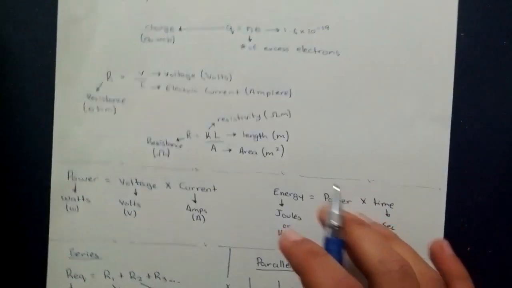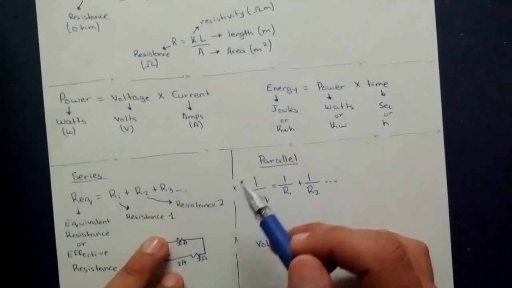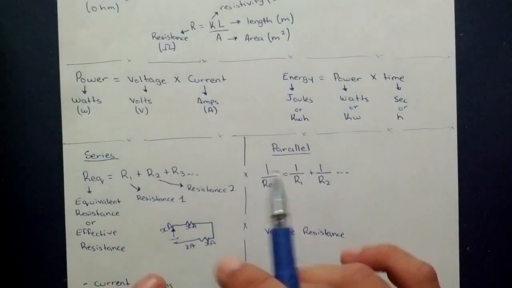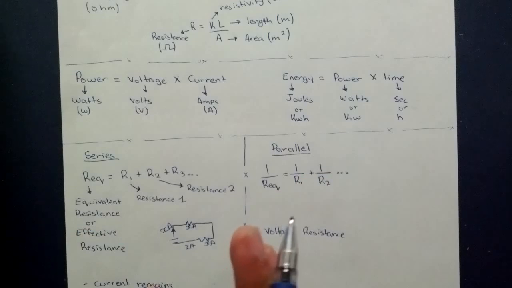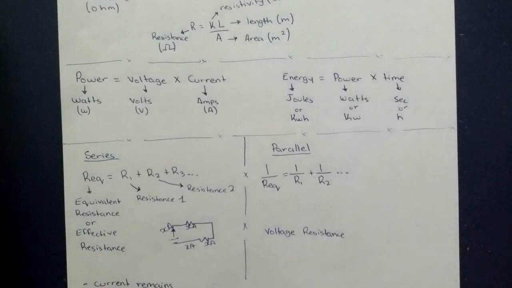And like I said, this formula, R equals V over I, is really useful in all types of circuits. If you see a circuit, that formula is going to be used. Well, I can't say always, but it's generally going to be used heavily.